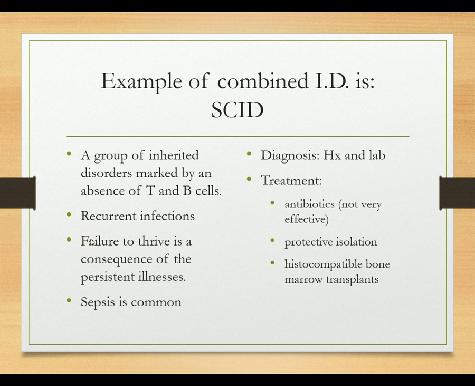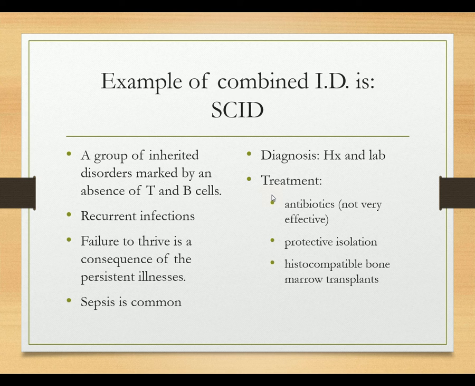That's why they have to be in plastic bubbles. Failure to thrive is a sequence of persistent illnesses. Sepsis is common. As far as diagnosis, they're going to look at the history. They're going to look at the lab. Usually they've had recurrent infections from early infancy. Of course, they wouldn't have any lymphocytes. They wouldn't have any B cells, any T cells, and absence of the plasma cells in the bone marrow as well.